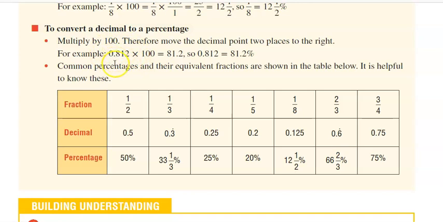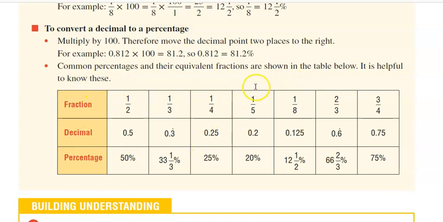In the circumstance when you have a number greater than 1, you'll still apply the same rule, move the decimal point 2 times to the right, but in that case the percentage will be greater than 100%. So just keep this in mind when we tackle the set questions within the examples.